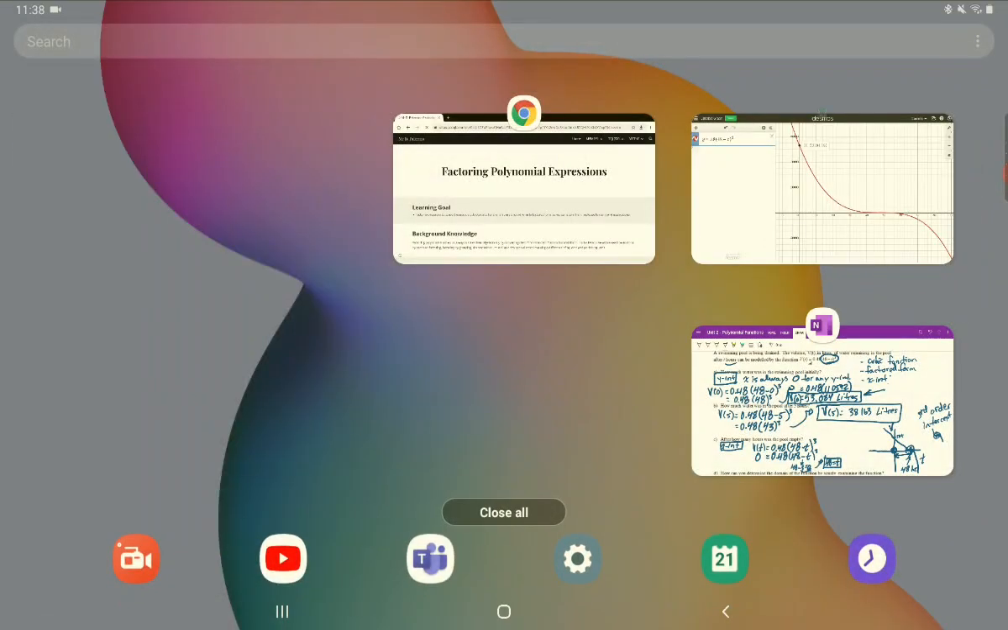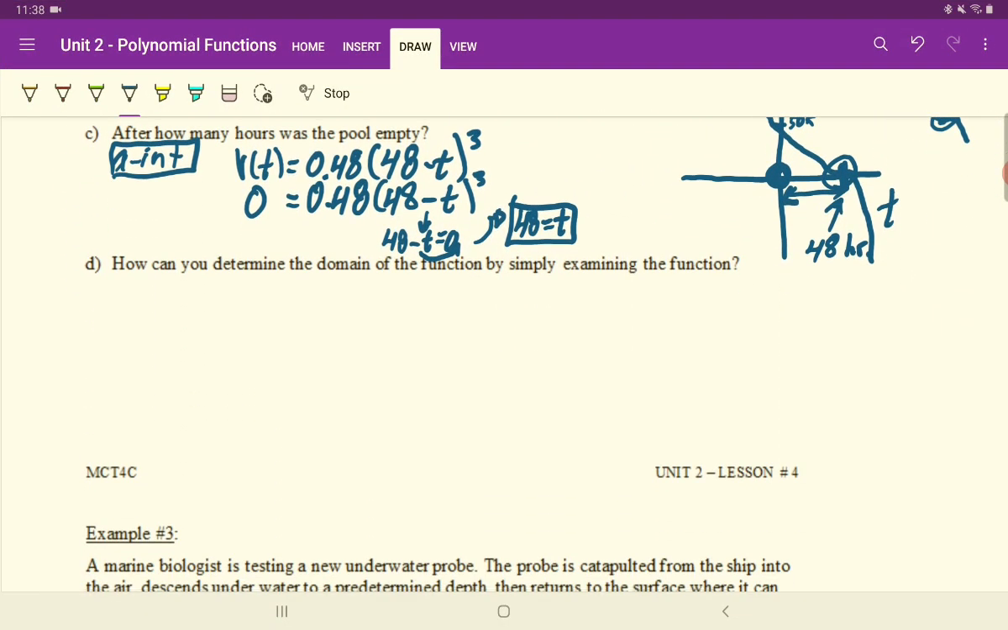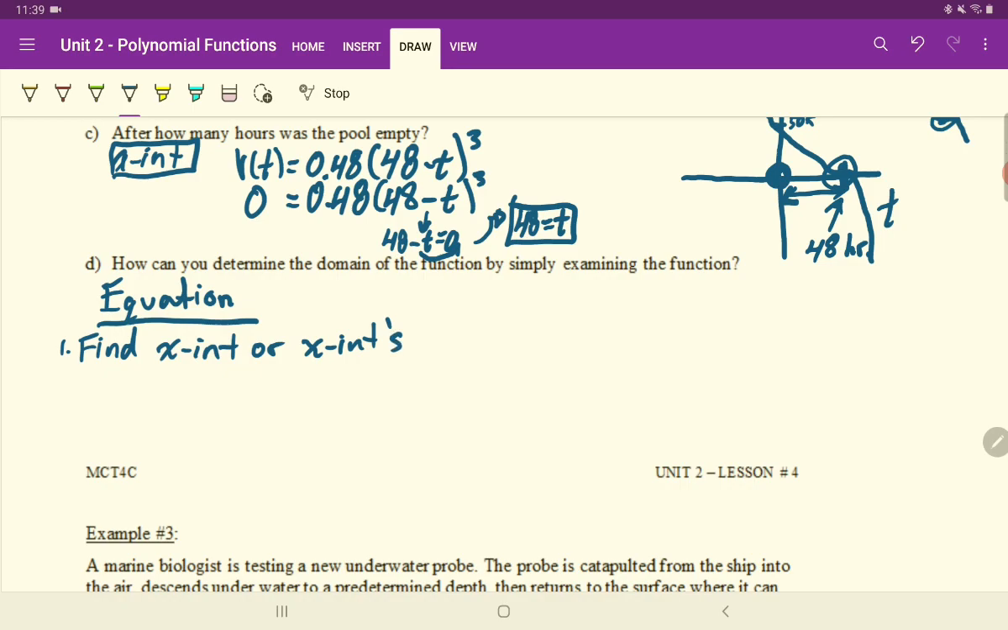So if we go back and try to answer this question now, how can you determine the domain of the function by simply examining the function? By looking at the equation, how can we find the domain for this particular question? Well, what we did was we found the x-intercept. In this case, there was only one x-intercept. So find x-intercept or x-intercepts, plural.